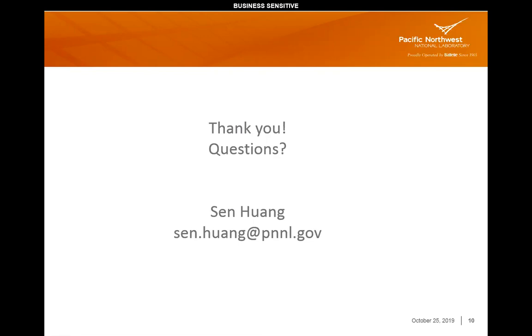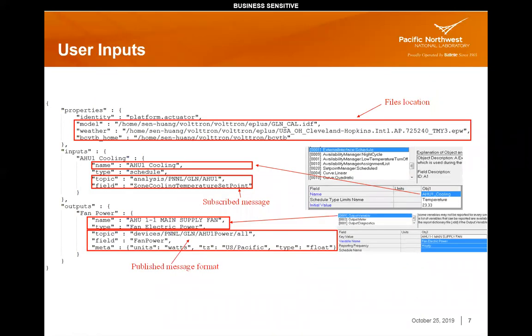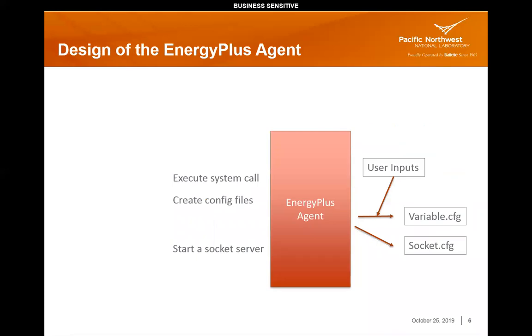Okay, great. Although we call it the Enterprise agent, since it is built based on BCVTB, theoretically it can also support other software as well, for example, TRNSYS or Modelica. You just need to customize the system call and redefine the format for the input and output definition. So if you have software which is compatible with BCVTB, you can do the same thing with the same methodology I described here to integrate your software into the Volttron environment.